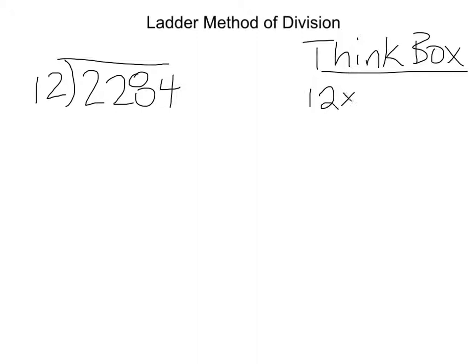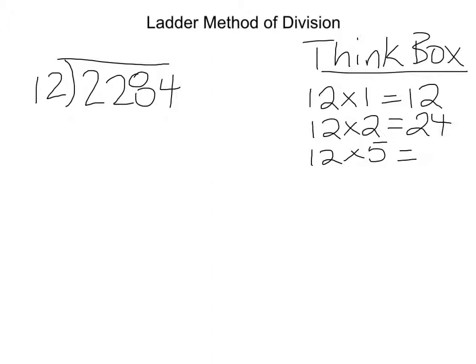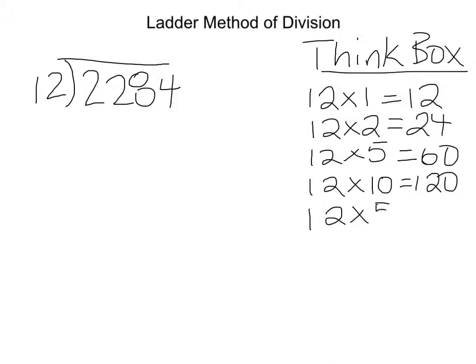So 12 times 1 is 12. 12 times 2 is 24. I'm going to put in 12 times 5 there, which is 60. I'm going to put in 12 times 10, which is 120. And I'm going to put in a 12 times 50. Since I've already done the 12 times 5, I just need to add a 0 to that answer to know it's 600. And I'll put in 12 times 100. I'll start with these and I'll add more if needed.